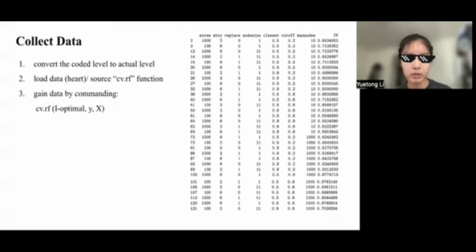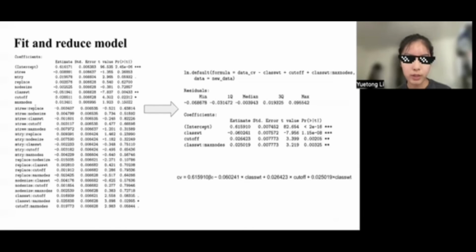After confirming to use I-optimal design, we convert the coded level to the actual level. Then we collect the cross-validation data by using the cv.rf function with the dataset named hearts. The CV data is shown in the table here. In order to find the most important tuning factor that drives the cross-validation accuracy, we first fit the main effect and the interactions between 2 factors into a linear model.